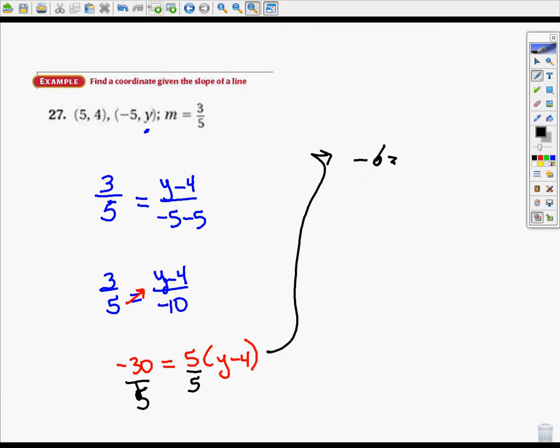equals y minus 4. Well, now I just have to add 4 to both sides. So negative 2 is equal to y. So that other coordinate is (-5, -2).